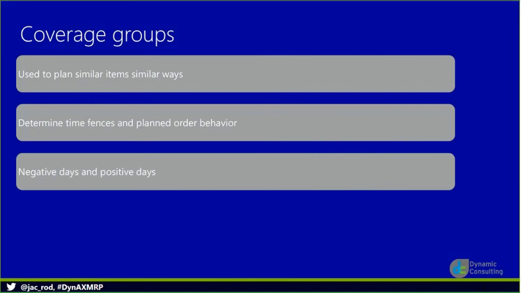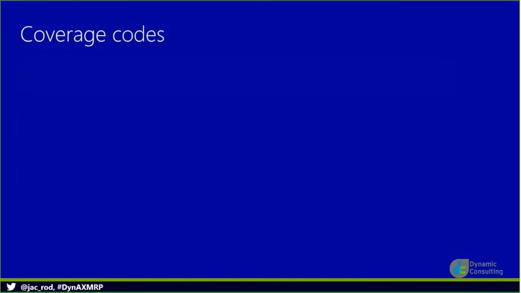So coverage groups. Coverage groups are ways to group items together and plan similar items in similar ways. Coverage groups have a lot of settings on them, so time fences and specific planned order behavior on sizes and when those planned orders should be generated are controlled by the coverage groups. They have negative and positive days as well, which we're going to talk about in a minute.